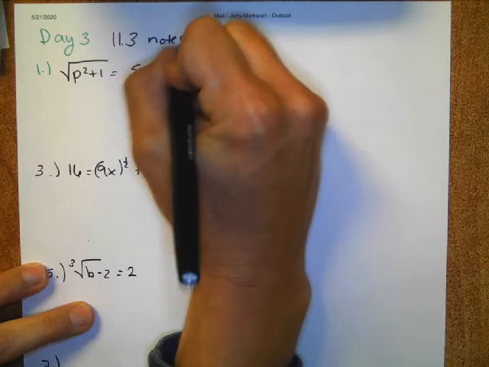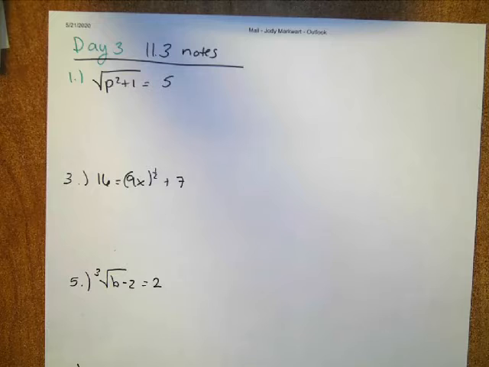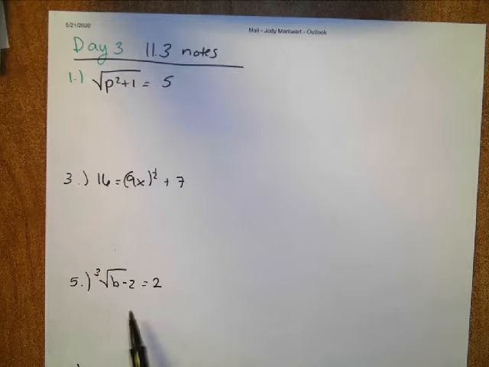I already started 11.3 notes. We had already done a couple of these examples. I'm going to get to the more difficult questions today, so I'm going to do one square root, one cube root, and then I'm going to skip and do number 7 because number 7 involves FOIL and a quadratic, and I want to make sure that we cover the more difficult questions today.